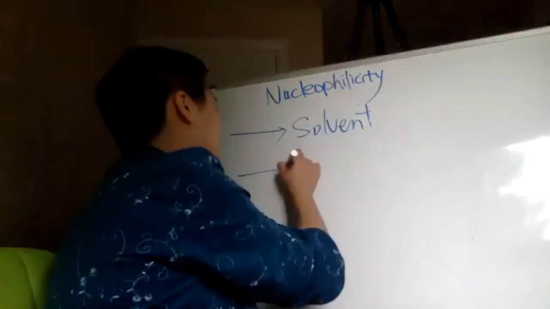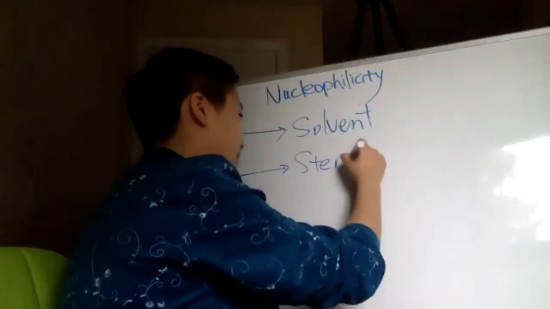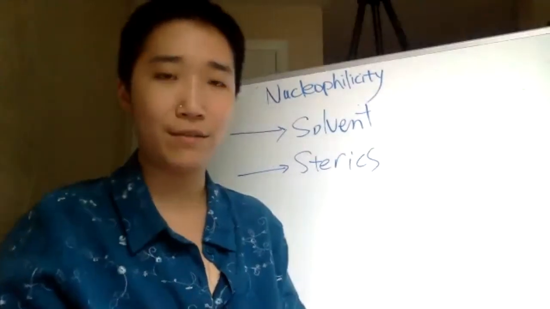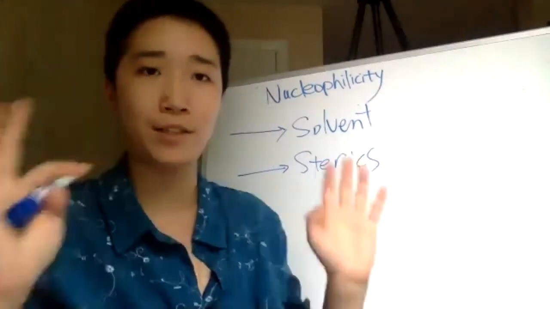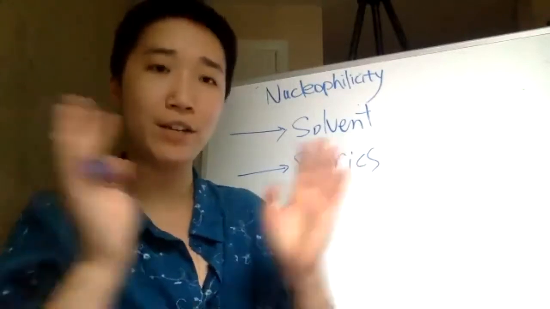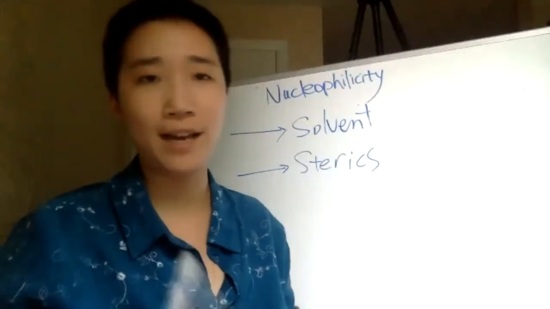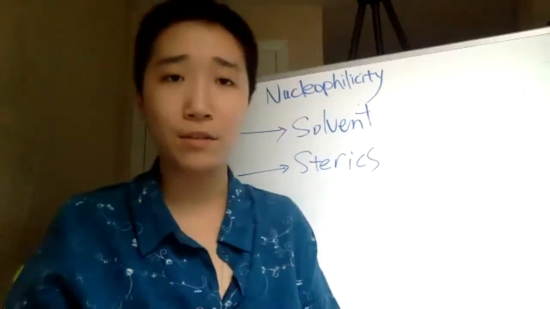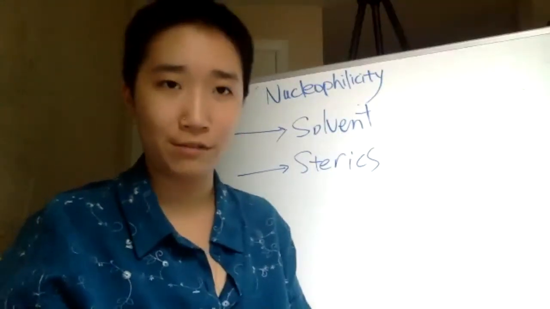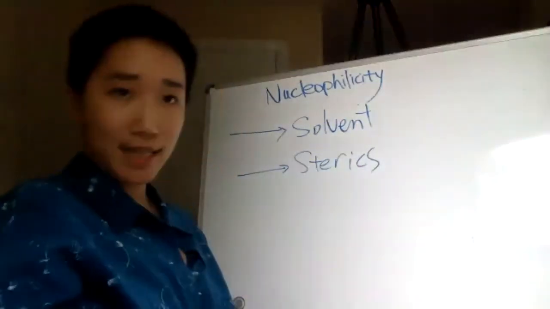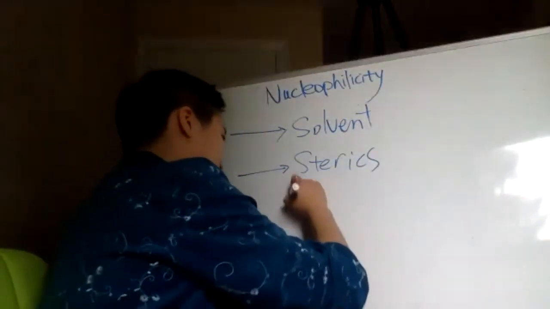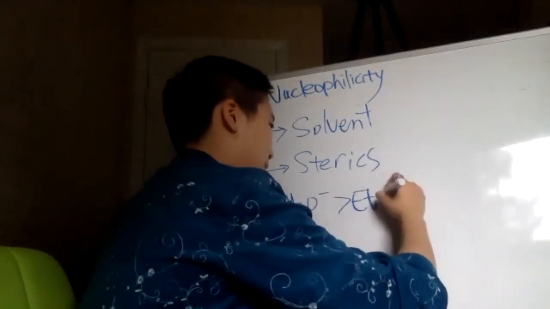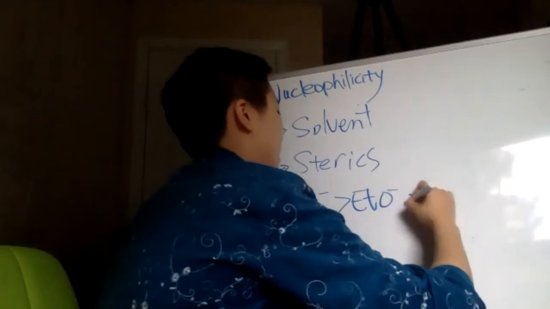And then the last thing I want to talk about is sterics. Basically how big or tiny things are. If things are very big, we call it a big steric interaction. If things are very small, we call it a tiny steric interaction. So sterics also plays a role in determining nucleophilicity. And the trend is that the smaller a nucleophile is, the stronger the nucleophile is.